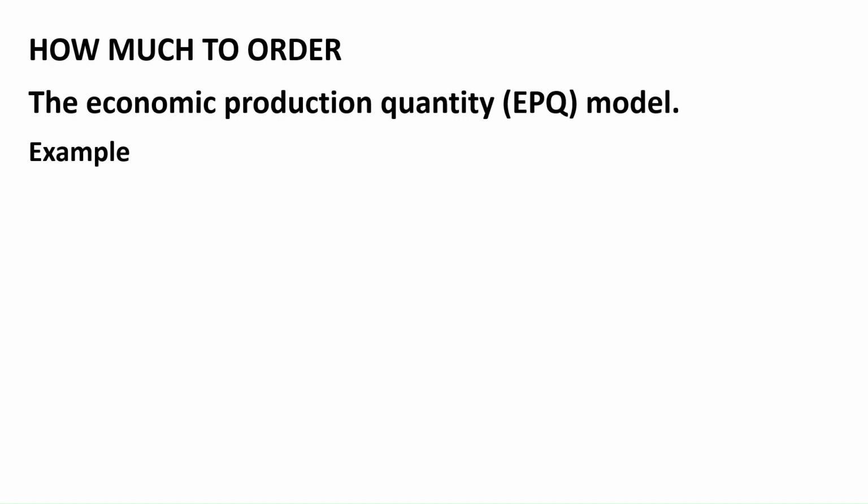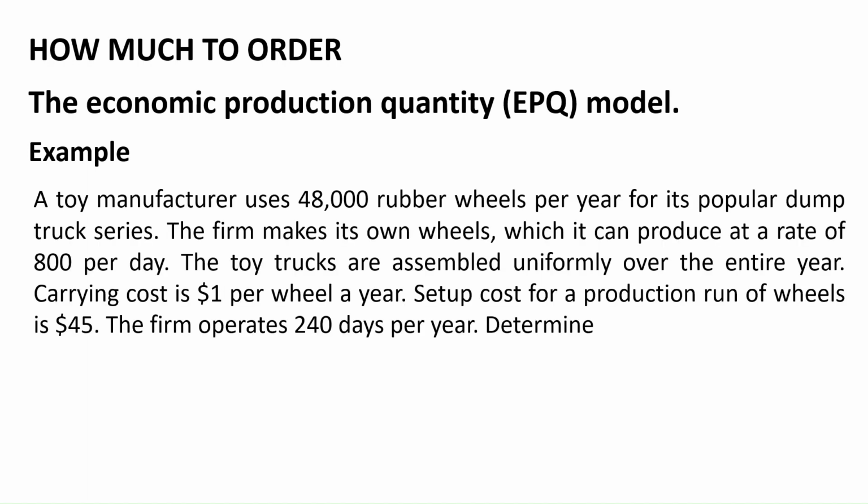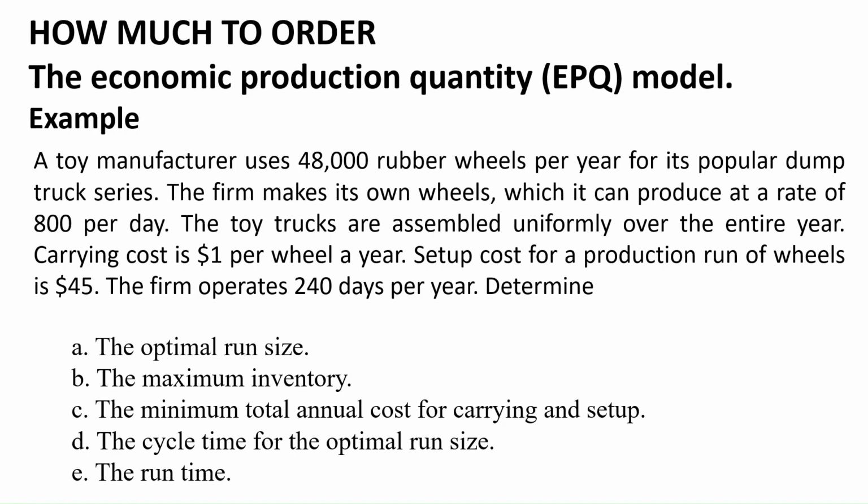Let us now solve an example. A toy manufacturer uses 48,000 rubber wheels per year for its popular dump truck series. The firm makes its own wheels, which it can produce at a rate of 800 per day. The toy trucks are assembled uniformly over the entire year. The carrying cost is $1 per wheel a year. The setup cost for a production run of wheels is $45. The firm operates 240 days per year. Determine the optimal run size, the maximum inventory, the minimum total annual cost for carrying and setup, the cycle time for the optimal run size, and the run time.